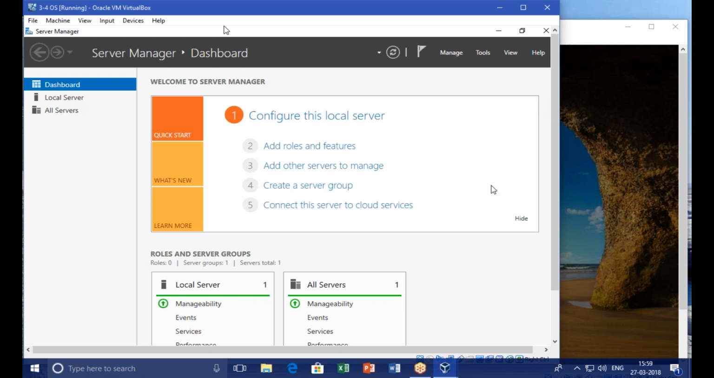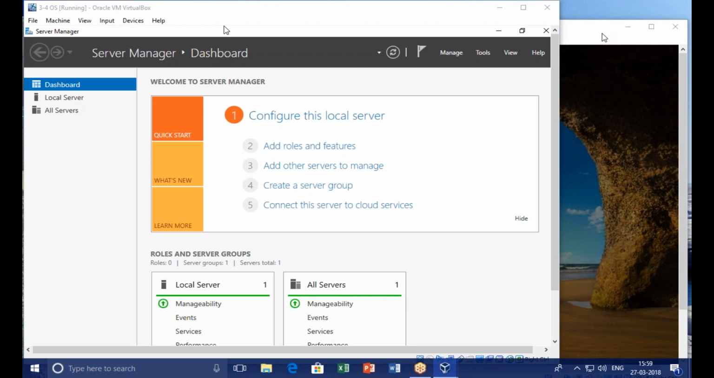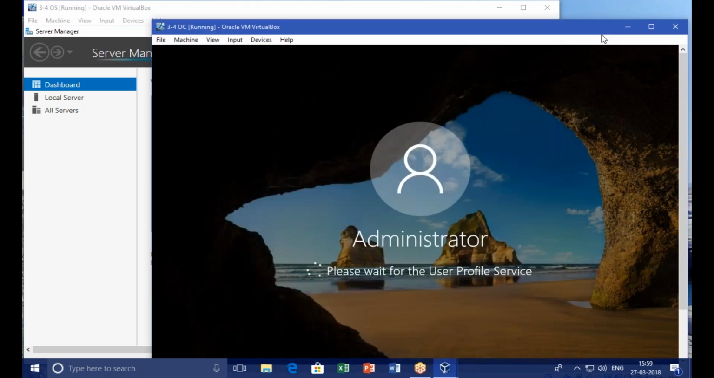Okay, this first system has finished loading. We'll wait for the second system also, so that we will not be having any dragging.